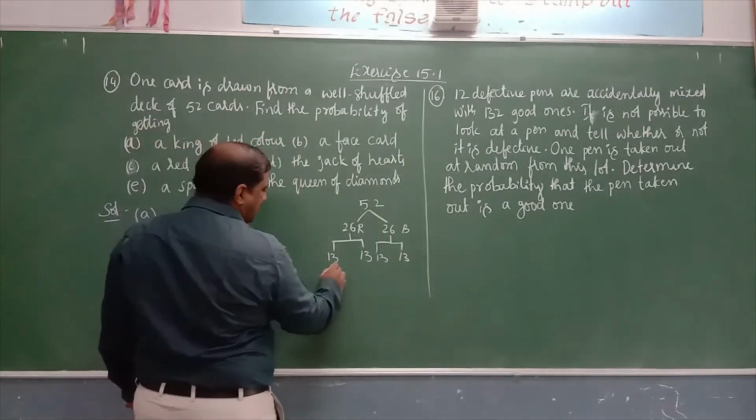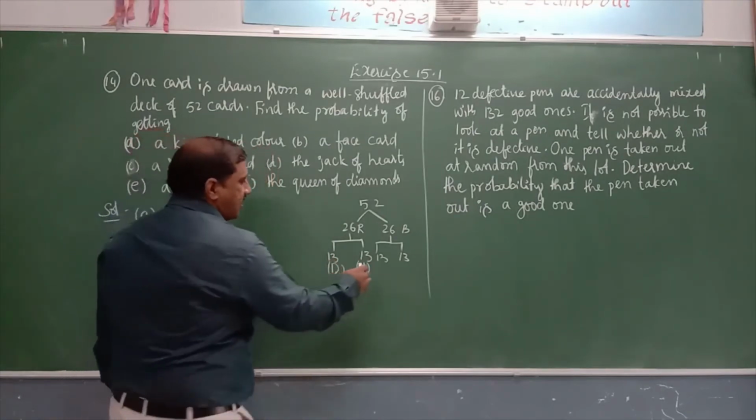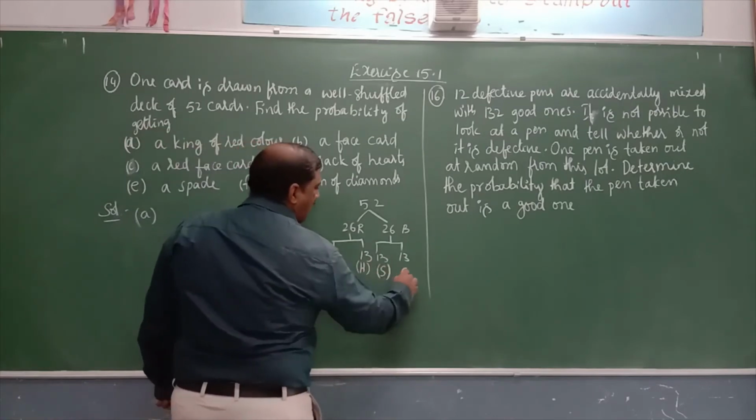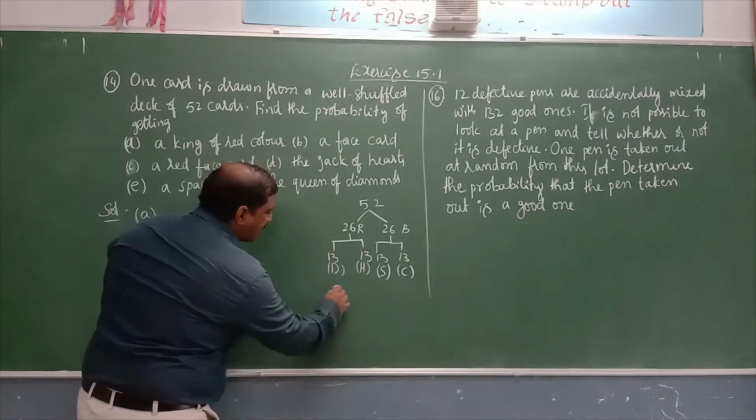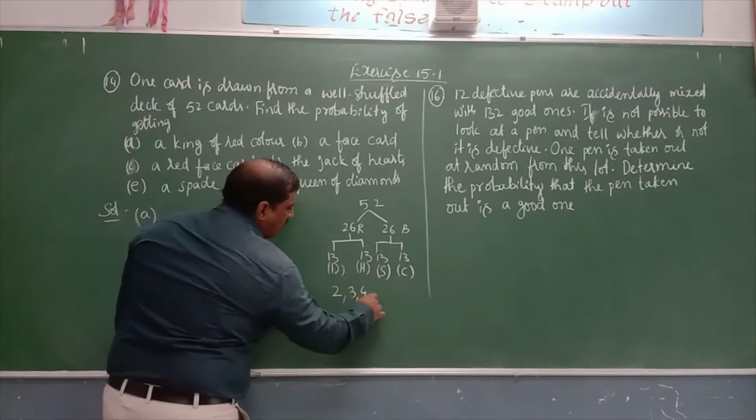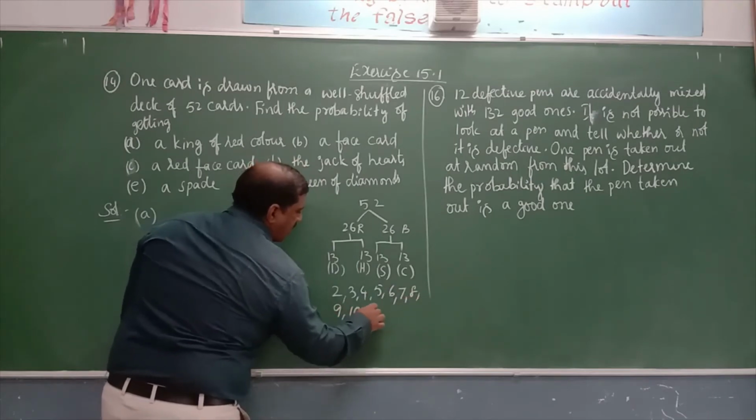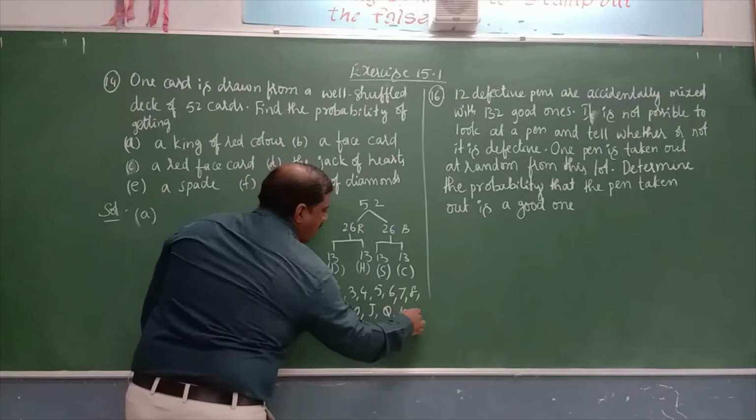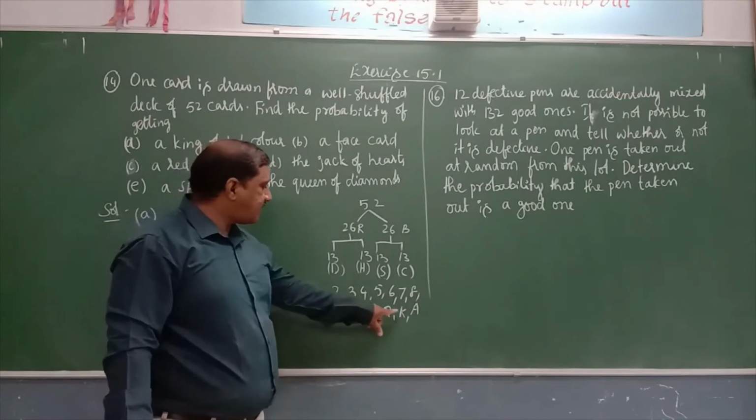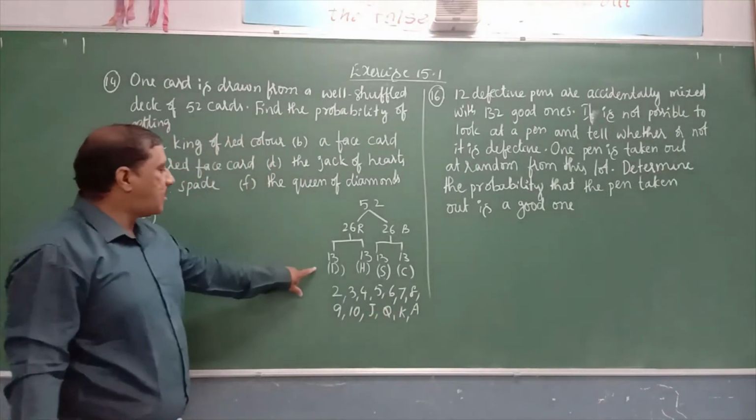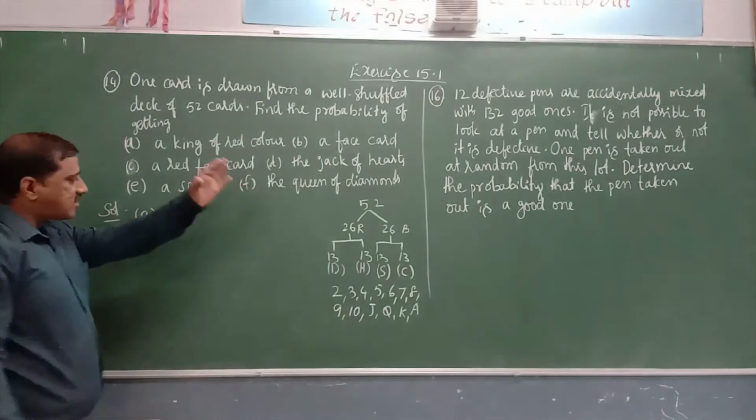The red color cards are diamonds and hearts. Here, spades and clubs. From each suit of 13 cards, we have the number cards 2, 3, 4, 5, 6, 7, 8, 9, 10 and Jack, Queen, King and Ace. So 13 cards are there in each group: 13 diamonds, 13 hearts, 13 spades and 13 clubs. Now based on this the questions are given.